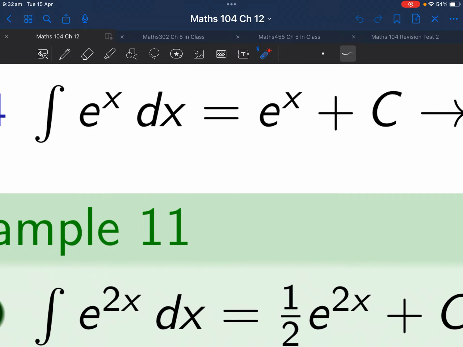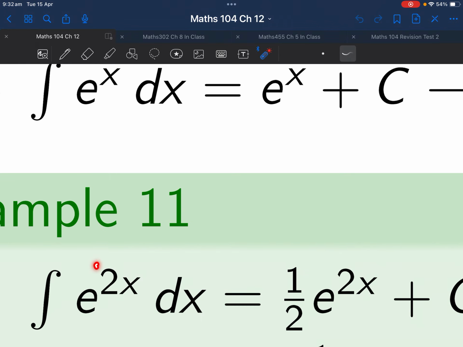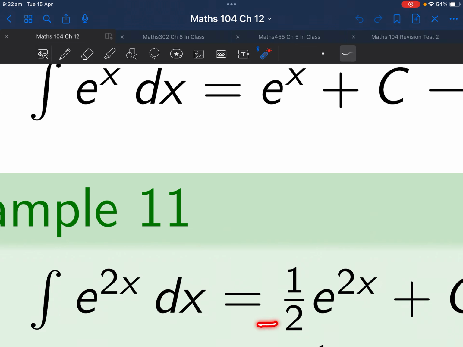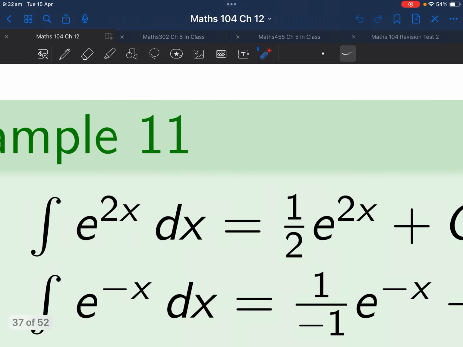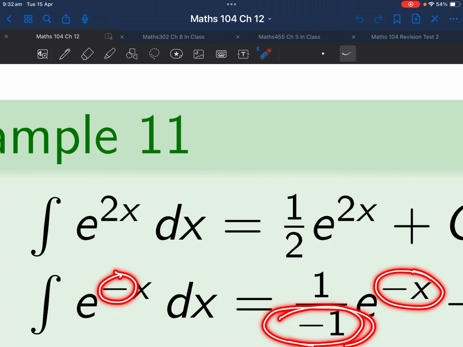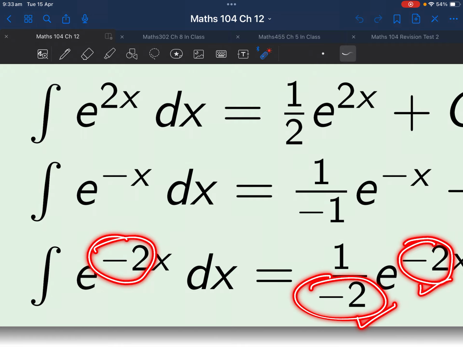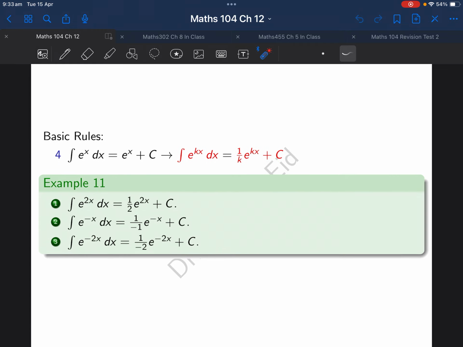Let's see an example. So I'll just go to example number 1. If you have 2x, remember, it will be e^(2x), and then we divide by 2. If we have minus x, it will be again e^(-x), and then you divide by the number in front of x, which is just negative 1. Finally, if it is negative 2, it will be e^(-2x), divided by negative 2. And that's all what we have up here.